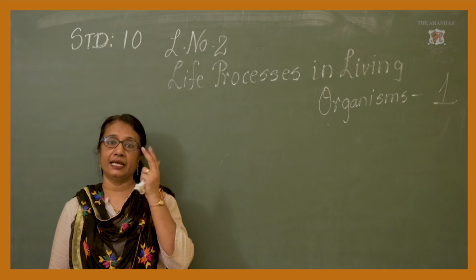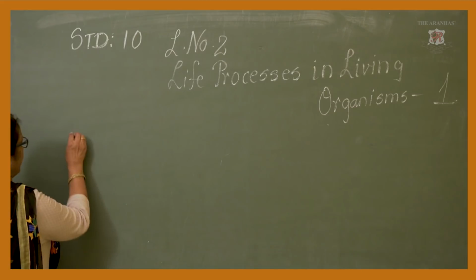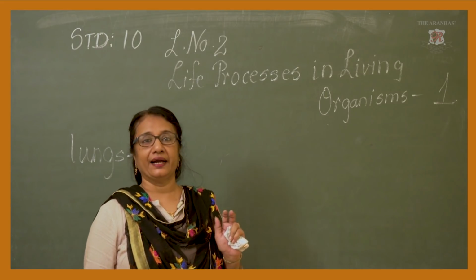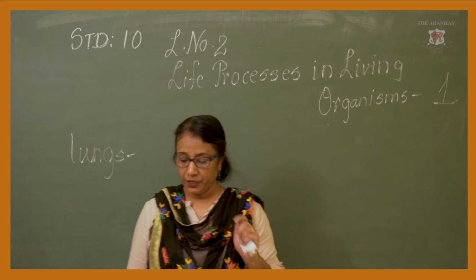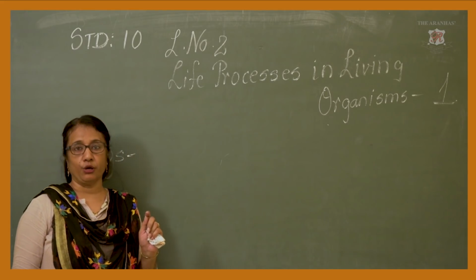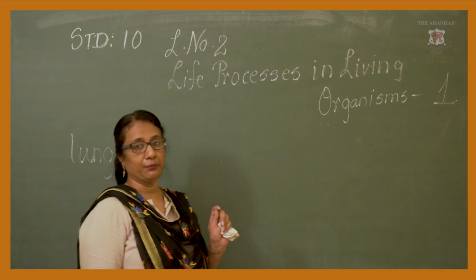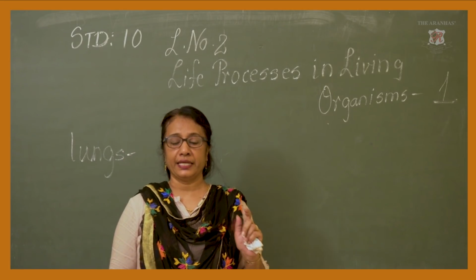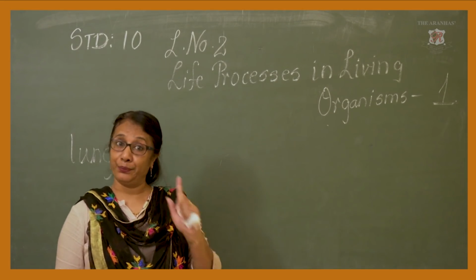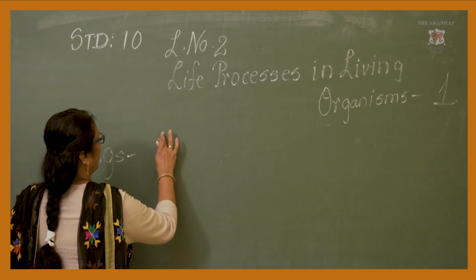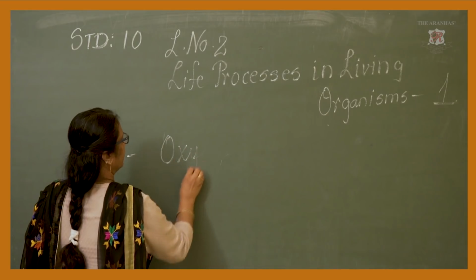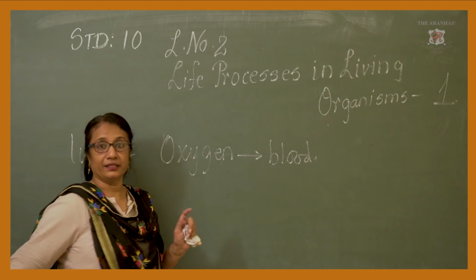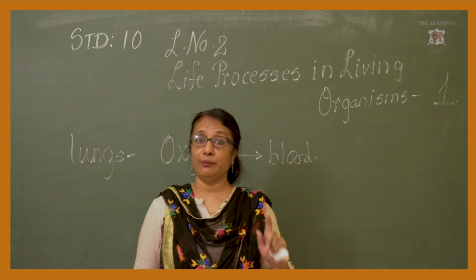The air enters the lungs by the process of inhalation. You all know that every human being has two lungs, the right lung and the left lung. Air enters the lungs by the process of inhalation, and the pure air, that is oxygen, enters the blood, the circulatory system. Blood is the medium.